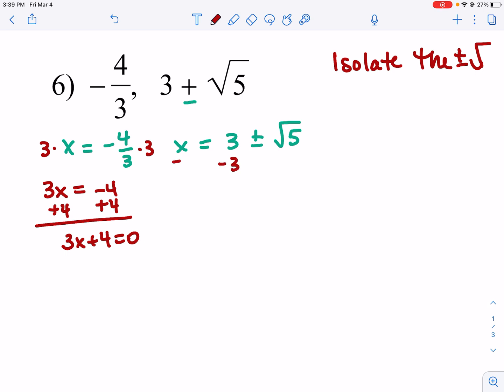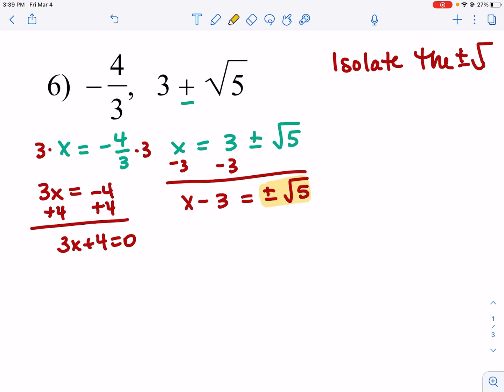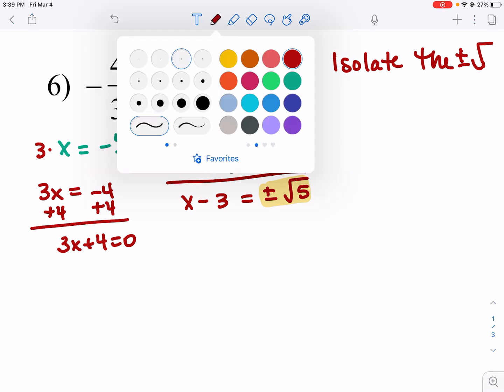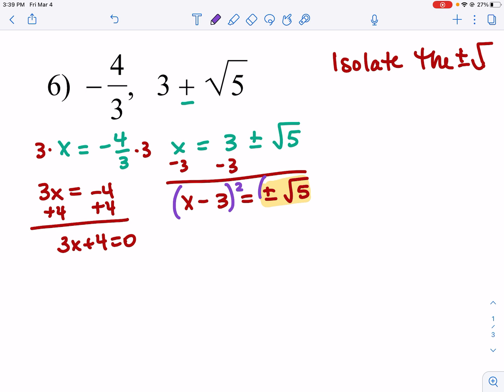So I'm going to subtract the 3 like I normally would. So x minus 3 equals plus minus radical 5. And then from there, I'm actually going to stop and not get it to equal 0, because I can get rid of this entire thing, the plus minus and the radical, by squaring both sides right now. So that's what I'm going to do. I am going to square the left and square the right. When I square the left, I'm getting x minus 3 times x minus 3. And when I square the right, no matter if it's negative or positive, it's not going to matter because the negatives would have partnered up.